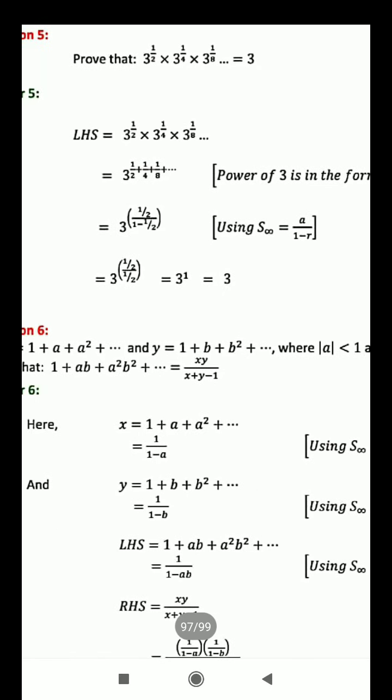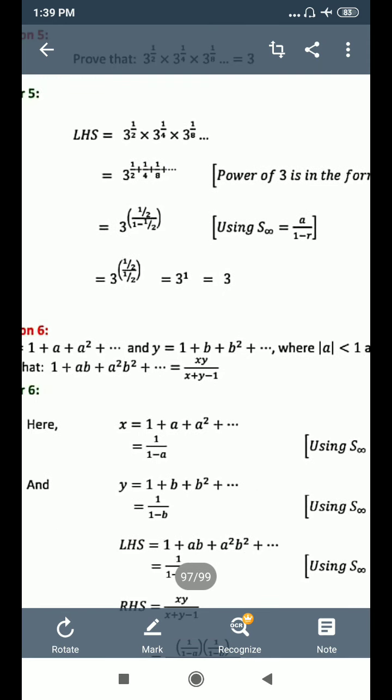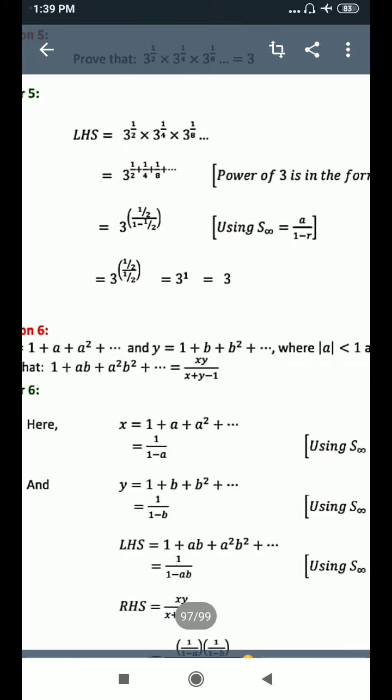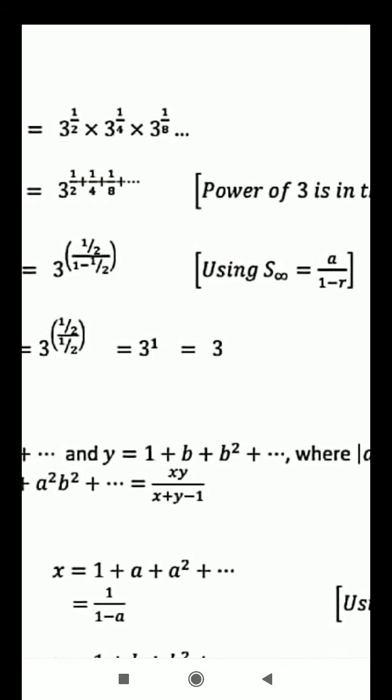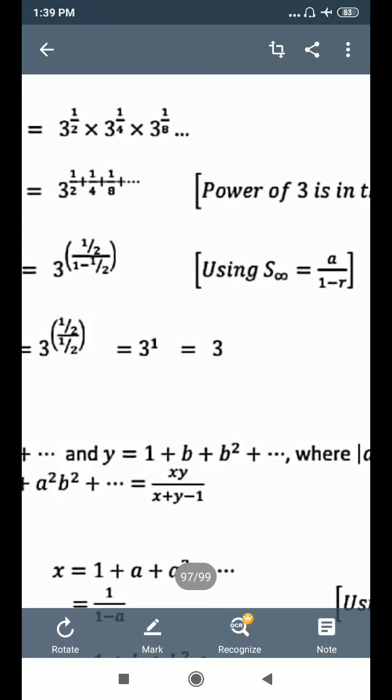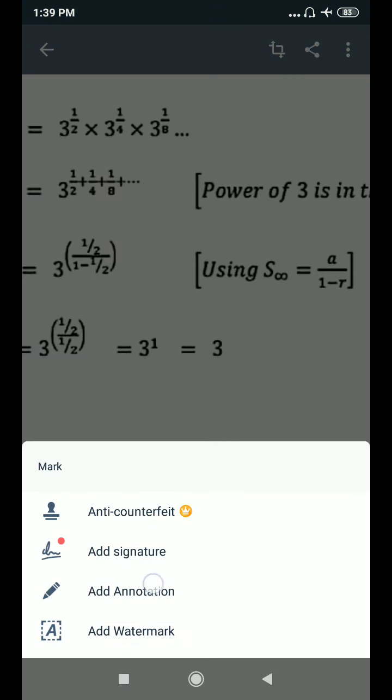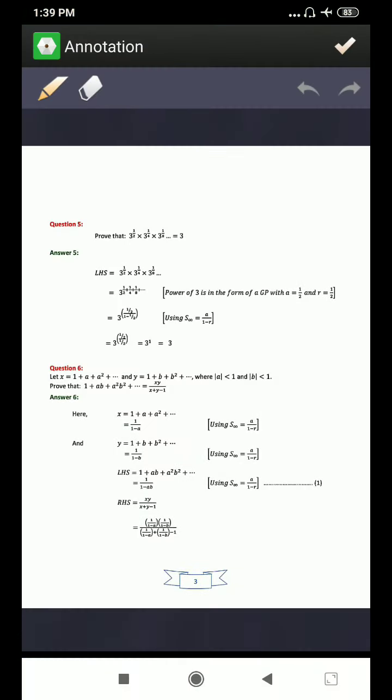Now you see in the power of 3 it is a GP. 3 is the base. In the power of 3 it is a GP. It is given 1 by 2, 1 by 4, 1 by 8 so on till infinity. So now what we'll do, we'll calculate the value of this thing in the power of 3, separately.